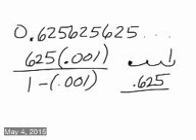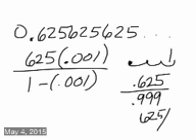What's 1 minus 0.001? 0.999. How many decimal places do I need to move both top and bottom? 3, so it'd be the same as multiplying by 1,000. And if I do that, I get 625 over 999.